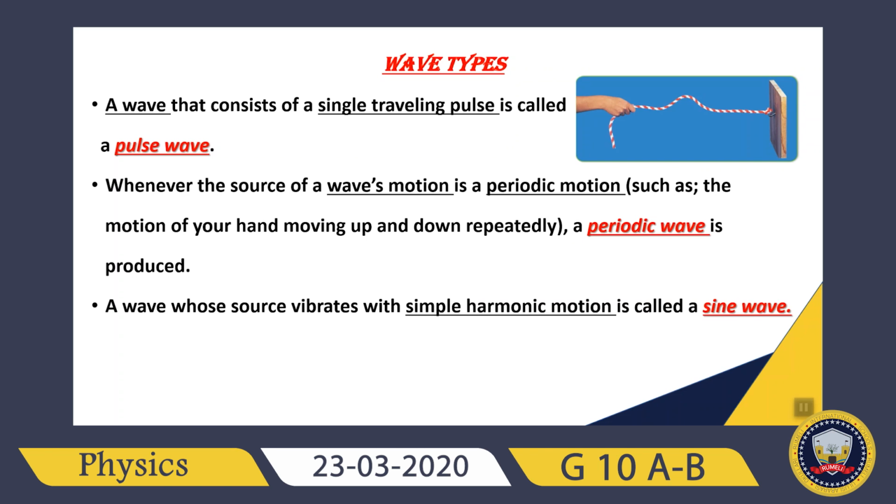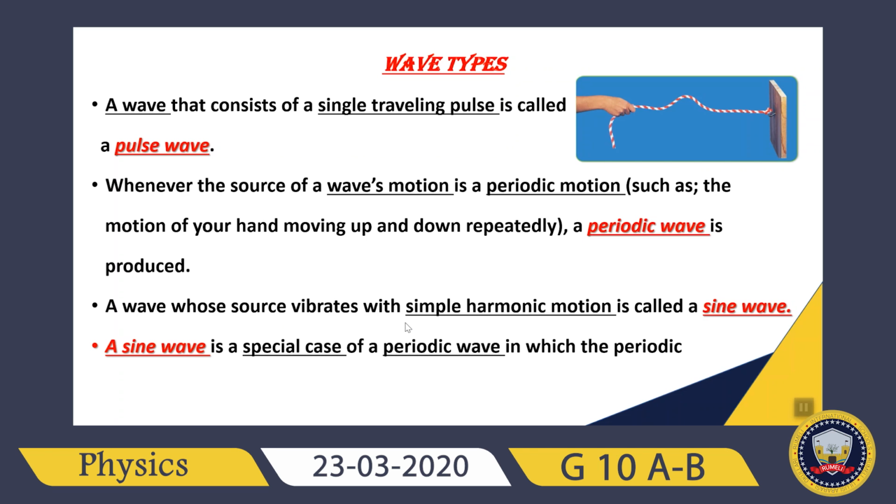Another wave is called a sine wave. A sine wave is a wave whose source vibrates with simple harmonic motion. You remember simple harmonic motion? So a sine wave is a special case of periodic wave, in which the periodic motion is simple harmonic motion.